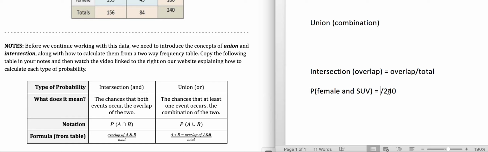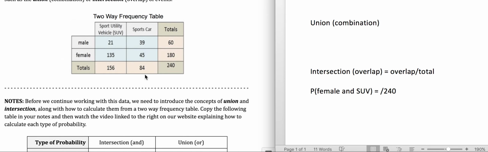Now I want to find the overlap. So where is it that someone is a female and they prefer SUV in my table? If we scroll back up here, female is going to be this row, and preferring SUVs is going to be this column. What is the one cell that has an overlap? That is this number right here, 135. Again, this whole row are my females. This whole column is SUV. Where do they overlap? This cell right here at 135. So that is my overlap, 135.